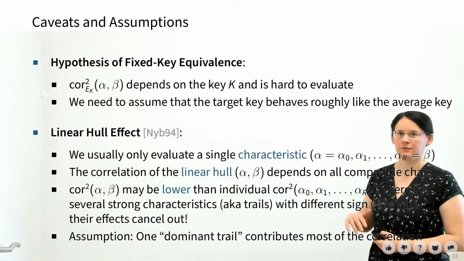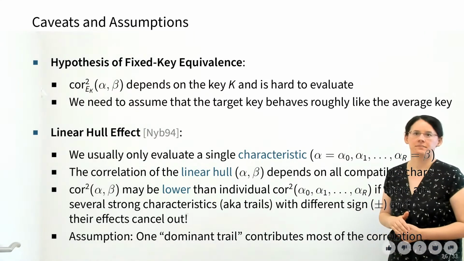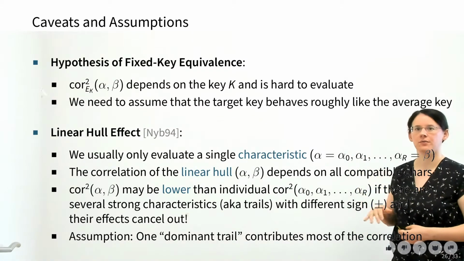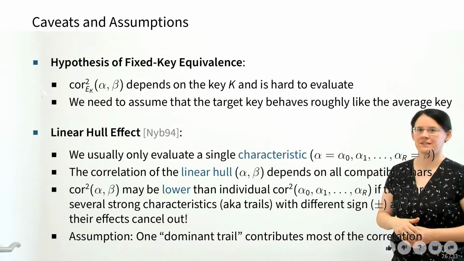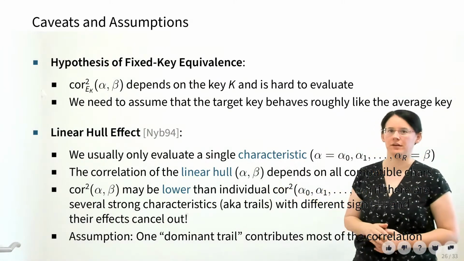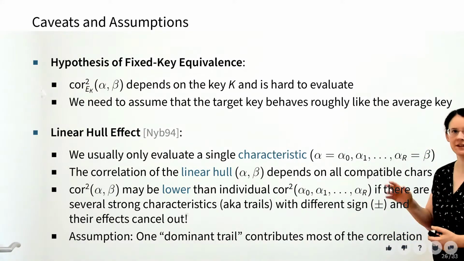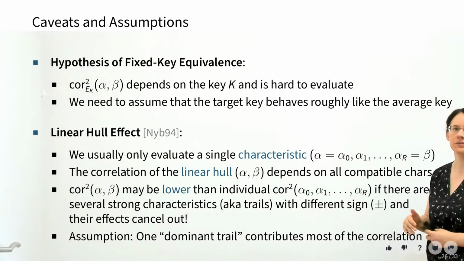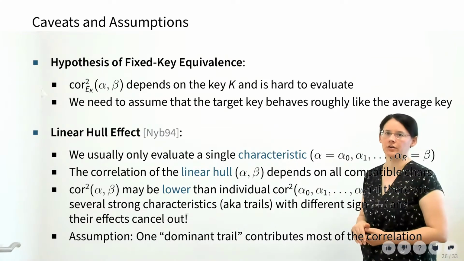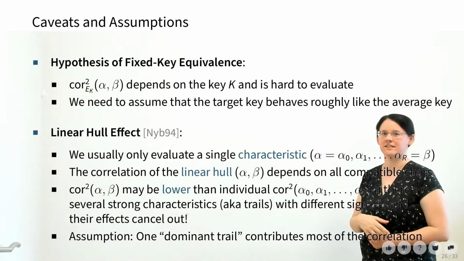And the second thing, which is also related to the first thing, is this linear hull effect, which means that there might be several characteristics, so several paths through the cipher that correspond to the same linear hull. Linear hull being just the alpha and beta masks. And so this means if they have different biases on their own, this has an effect on the linear hull, so on the total correlation.